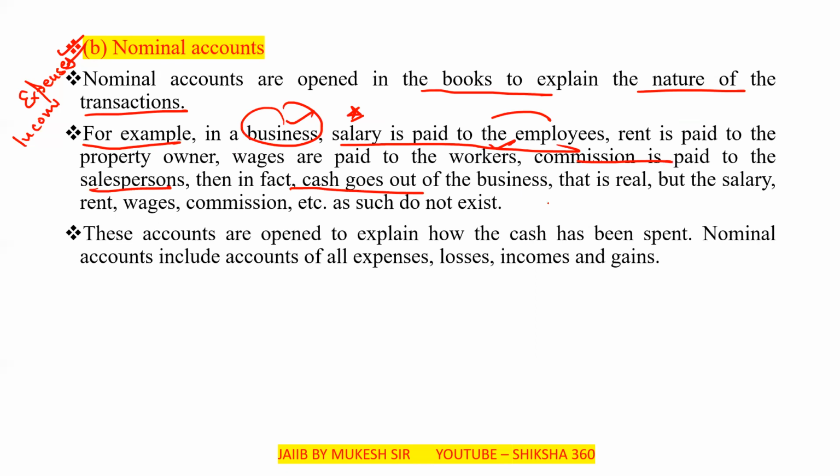Then cash goes out of the business. In these cases, cash goes out of the business, and that is real, because we can touch the cash. But the salary, wages, rent and commission, etc., as such we cannot touch these things. So these things will come under the nominal account, that is, under expenses or income.